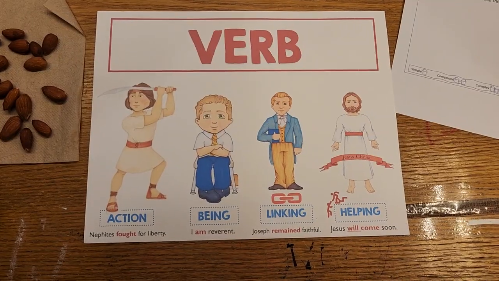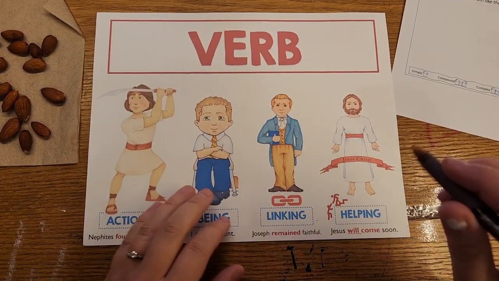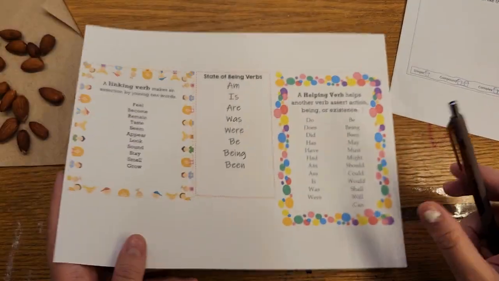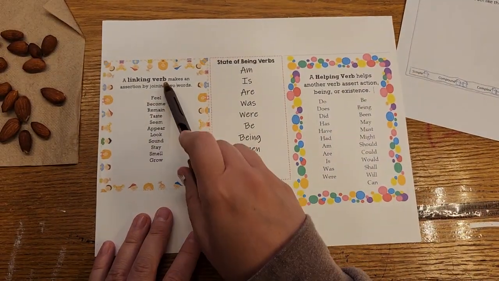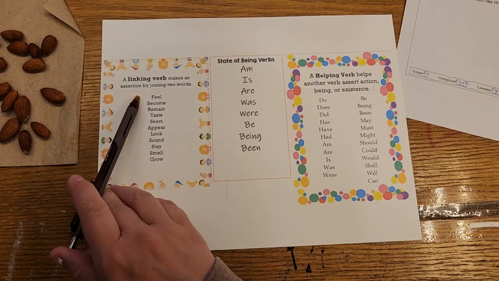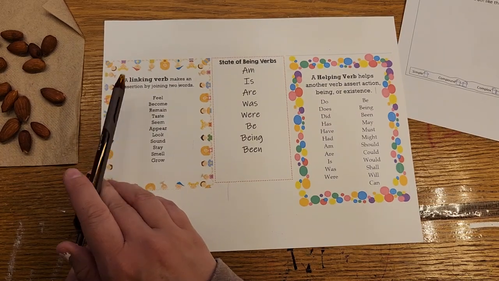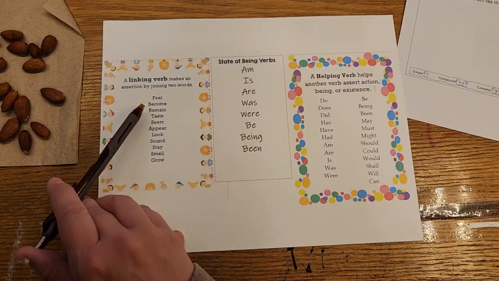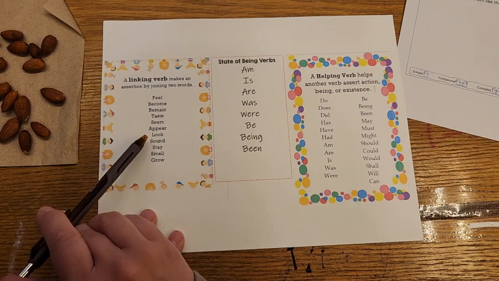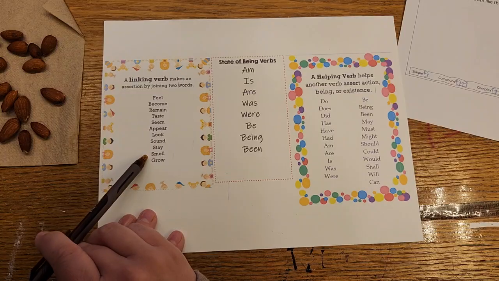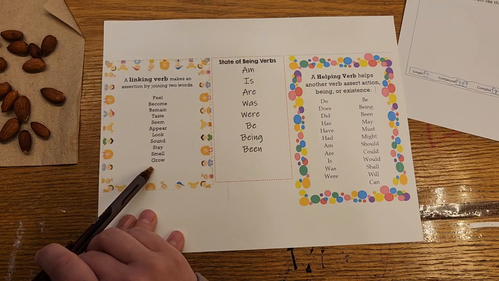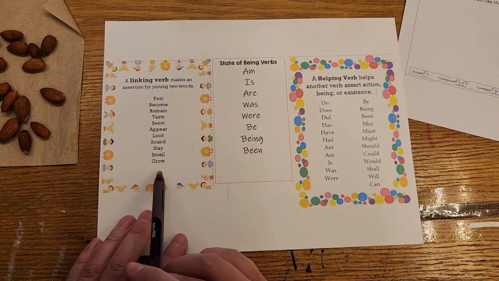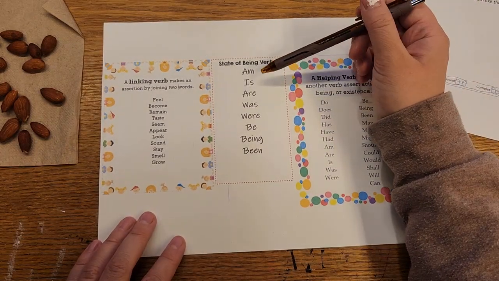Now, verbs are the most important part of the sentence. And Sister Updike will say, and we do it a little differently, but she will say you find the verb first. And she has a point. So these are the linking verbs. A linking verb makes an assertion by joining 2 words. Feel, become, remain, taste, seem, appear, look, sound, stay, smell, grow. For example, you could say, she grows carrots. And grow is a linking verb. Which kind of is odd, huh?